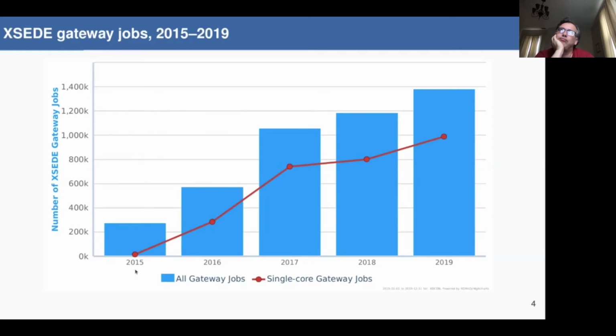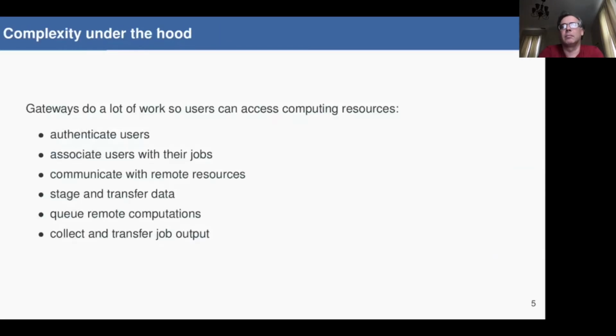So there's a price to be paid for this simplicity and this ease of use, and it's complexity. Science gateways help to make computing accessible, but they do this with the cost of that complexity under the covers. They're having to communicate with remote resources, stage and transfer data, queue computations, collect output, and so forth. So let's look at a specific example.